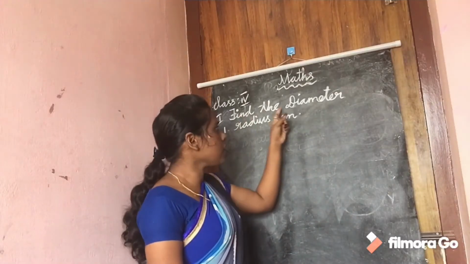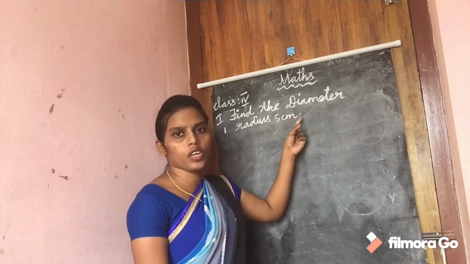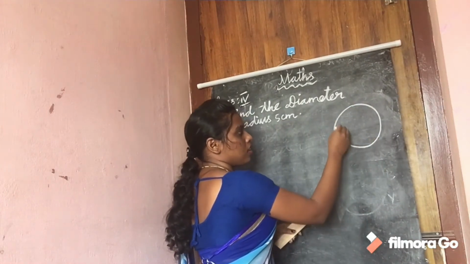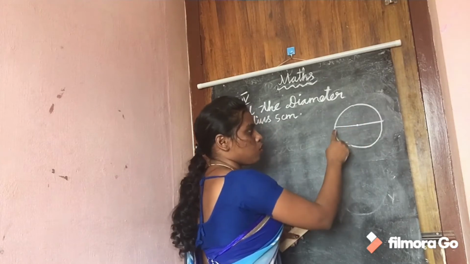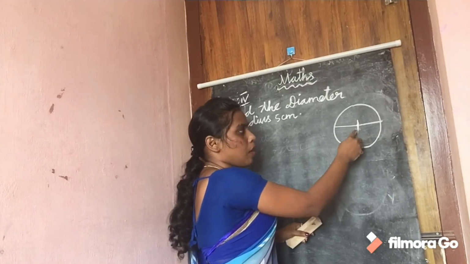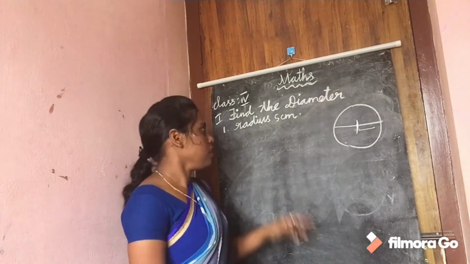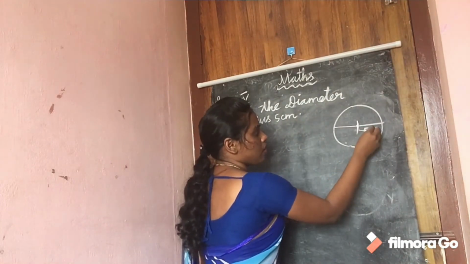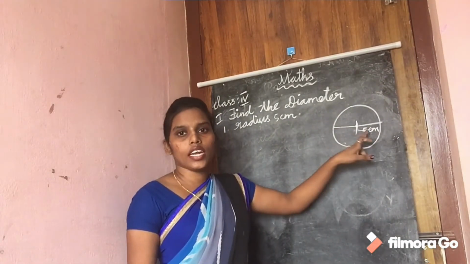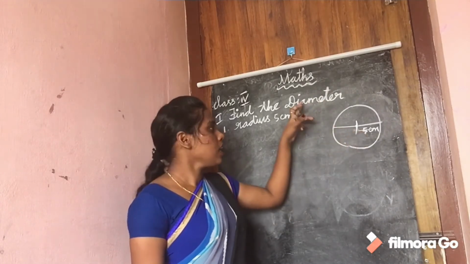Now, children, find the diameter. The given radius is 5 centimeter here. Using this radius only we are going to find out the diameter of the circle. In a circle, a line segment passing through the center point is known as the diameter of the circle. Half of the diameter is called the radius. So the given radius is 5 centimeter. Twice the radius is known as the diameter.